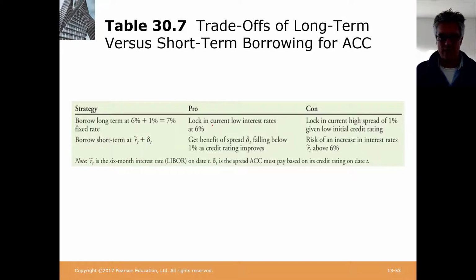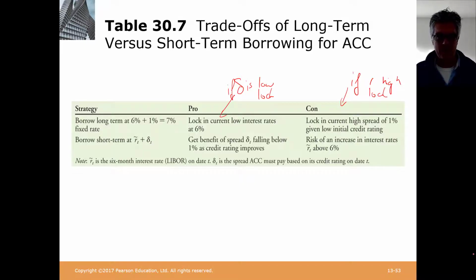You can also say here that the pro is if delta is low, then you also lock that in. And here, if the interest rate is high, then you also lock that in. Because, well, interest rates can of course go up or down.